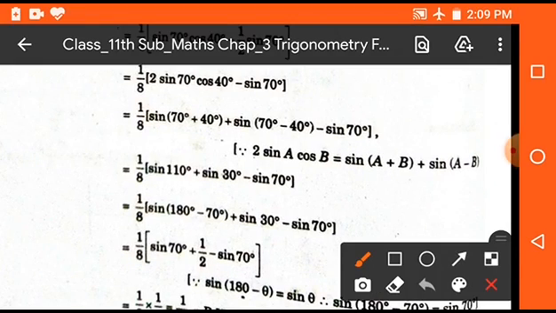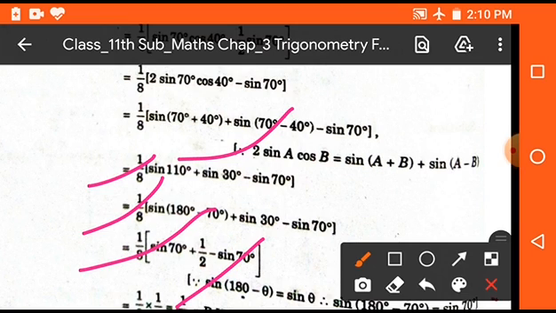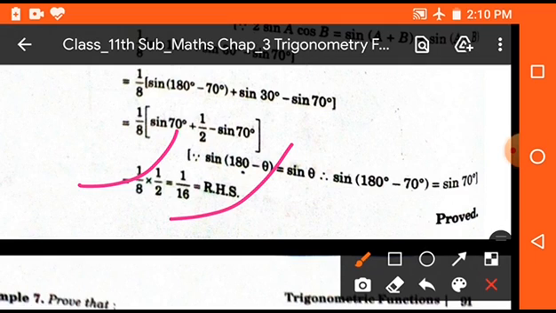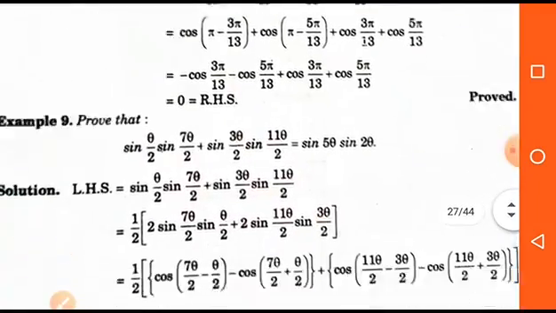Clear, student? Again we use the formula 2 sin A cos B = sin(A + B) + sin(A − B). Now put the values and we get 1 upon 8 (sin 110 + sin 30 − sin 70). Now we can write sin 110 as sin(180 − 70), plus sin 30 minus sin 70. On putting the values we get finally 1 upon 8 into 1 upon 2 is equal to 1 upon 16, which is proved. Clear? Okay, students. Now we will take another example.